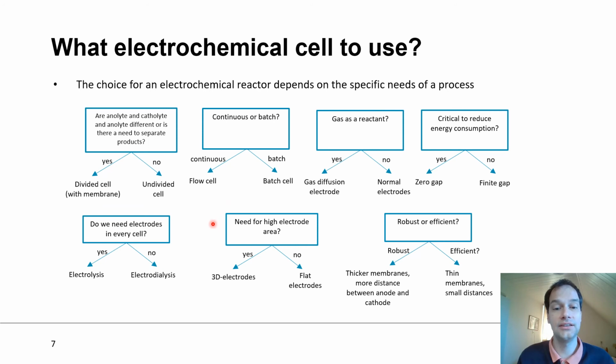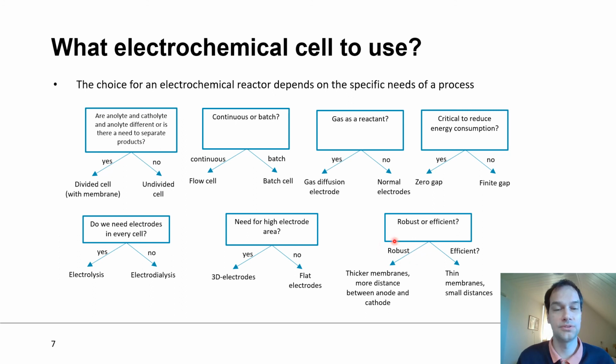Do we need a high electrode area? Yes, then we can go for 3D electrodes. If not, we can go for flat electrodes. And an interesting one is, do we need a robust or an efficient process? Is it all about reliability? So I just want to make sure that it always works? Or do I really want top performance? And this can make you make different choices.